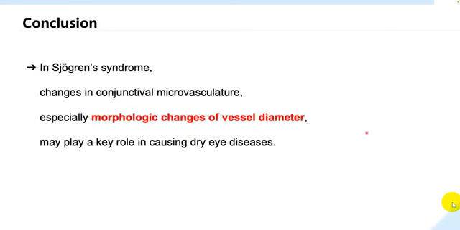In conclusion, in Sjogren syndrome, changes in conjunctival microvasculature, especially morphologic change of vessel diameter, may play a key role in causing dry eye disease.